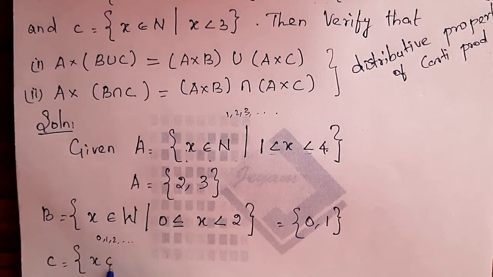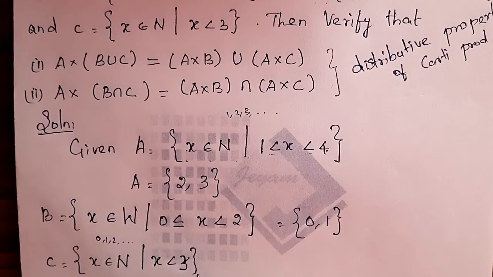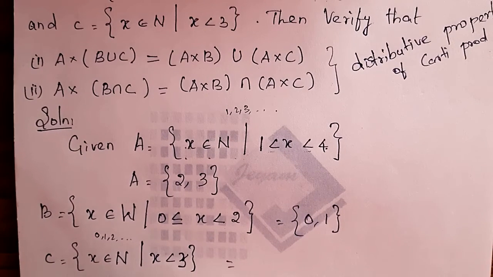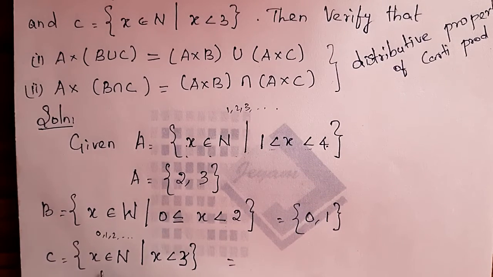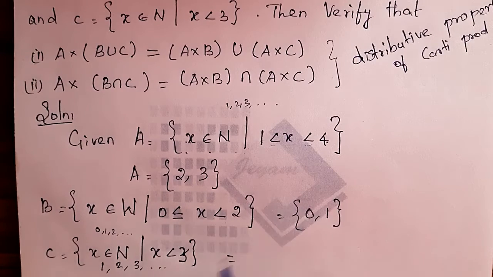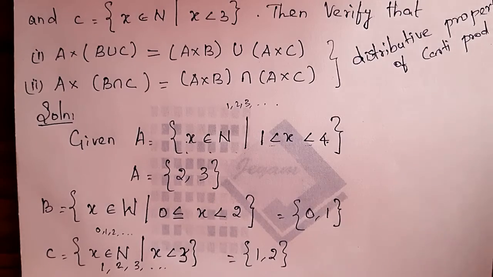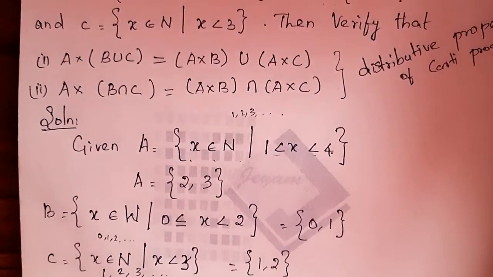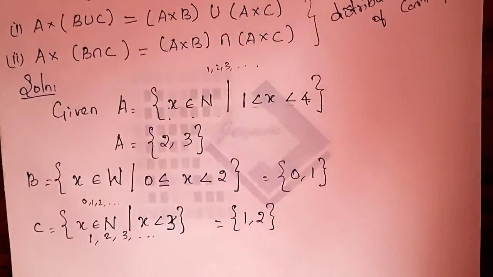Then we can write C. C equals set of all x belongs to N such that x is less than 3. Again it is natural numbers. Natural numbers start from 1, 2, 3, etc. So our element is less than 3. It already starts from 1. Less than 3 means we should not include 3, so the set is 1 and 2. Now we have the elements. What are the elements in A? What are the elements in B? We know that. What are the elements in C?